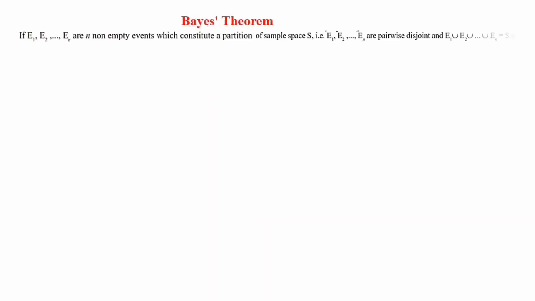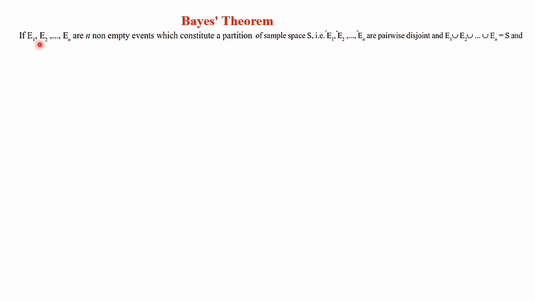Next, we shall discuss the Bayes' theorem formula. If E1, E2, etc., En are n non-empty events which constitute a partition of sample space S, that is, partition of sample space means these E1, E2, etc., En need to follow some conditions. That is, they should be pairwise disjoint, meaning when you take the intersection of any two events, it should be a null set, meaning there should not be a common element.